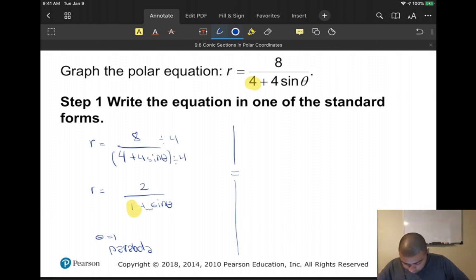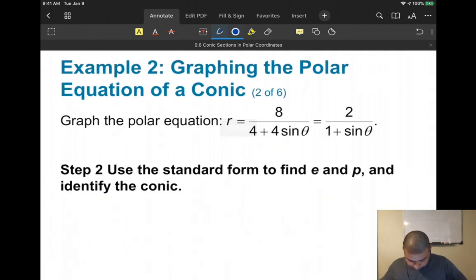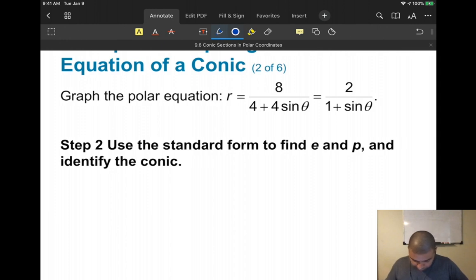So then we find p. So ep is the numerator, which is 2. So 1 times p equals 2, so p equals 2. So we clearly know e and we clearly know p. Let me go to the next slide. I've already done that. So e was 1, p was 2. So parabola. Already done it.